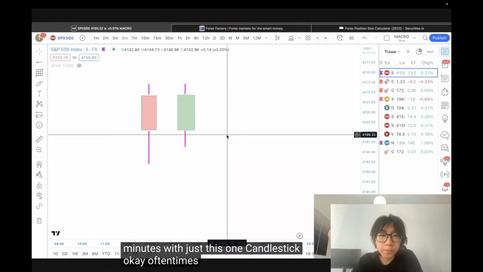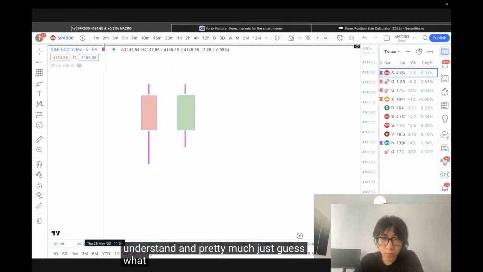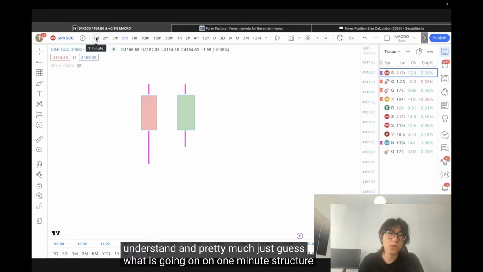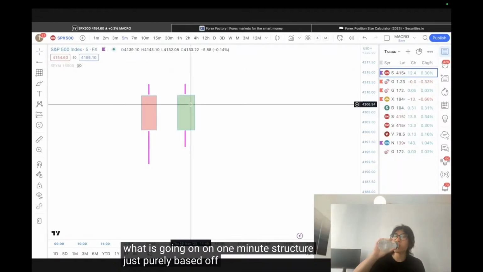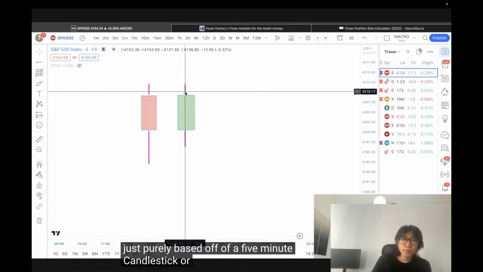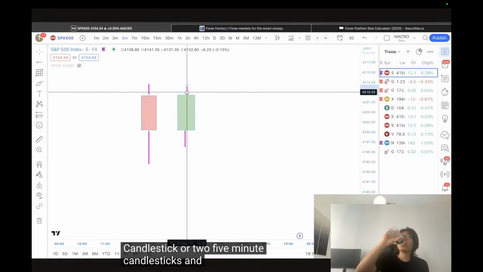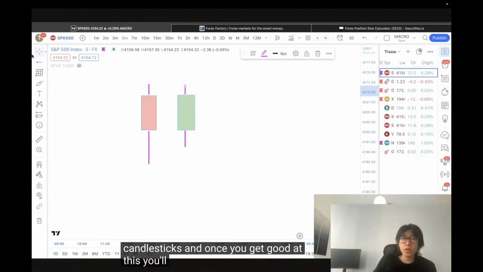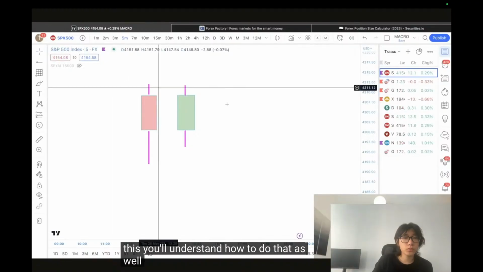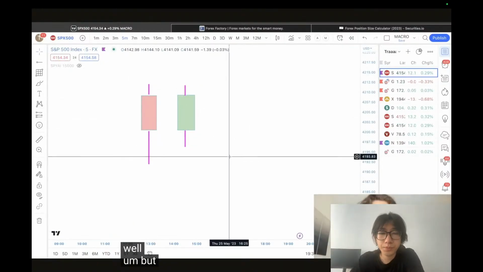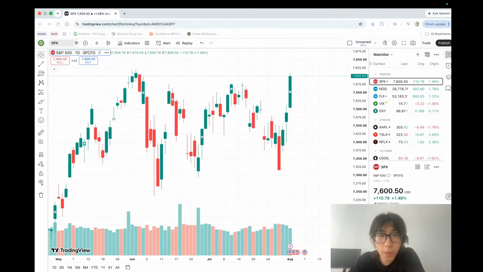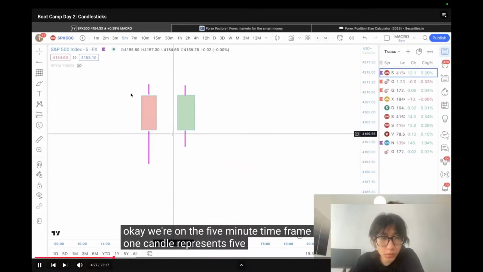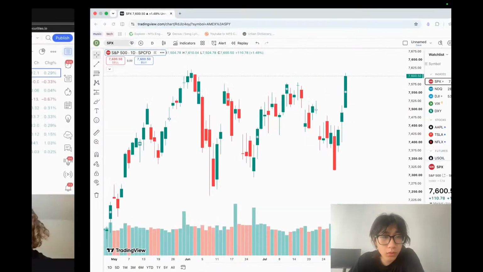Oftentimes I can even understand and pretty much guess what is going on in 1-minute structure purely based off of a 5-minute candlestick or two 5-minute candlesticks. And once you get good at this, you'll understand how to do that as well. But okay, we're on the 5-minute time frame. One candle represents 5 minutes of price action and market movement.